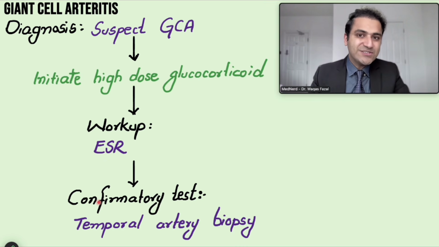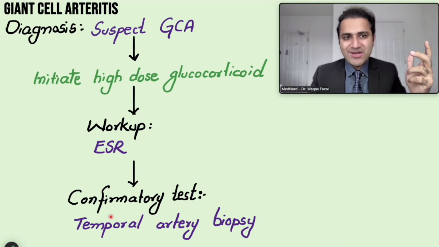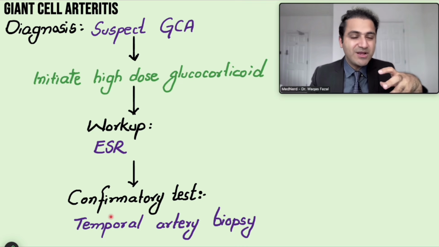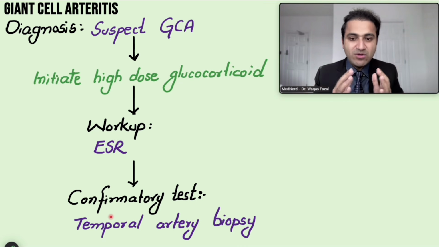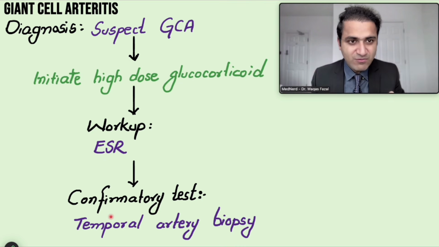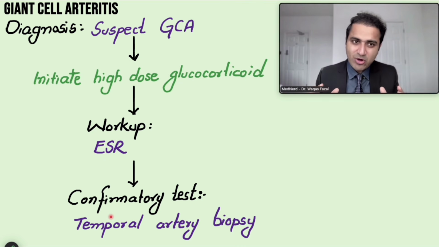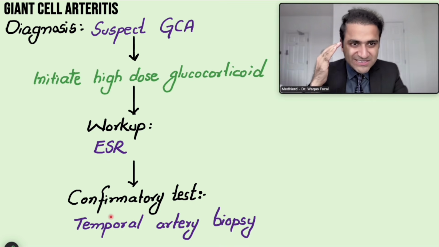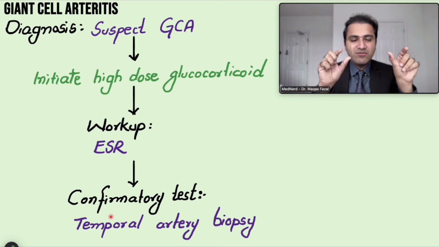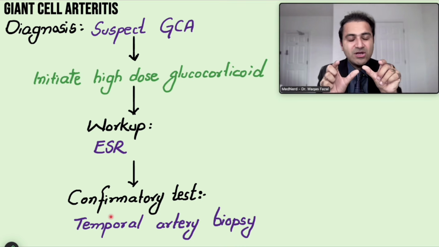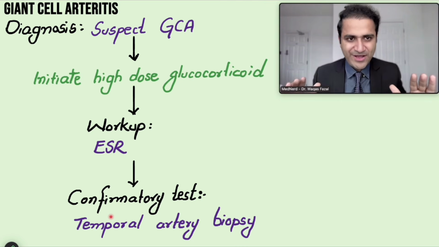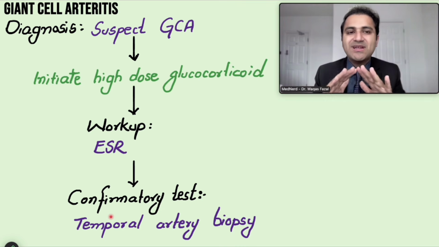The confirmatory test for giant cell arteritis is temporal artery biopsy. You take a sample, a piece of temporal artery, and you look at it under the microscope. You do the histopathology and you find inflammation of the vessel. Temporal artery biopsy is usually taken greater than 1 centimeter, because sometimes there can be a skip lesion where a certain part of the vessel is affected and a certain part is not. Therefore, if a temporal artery biopsy comes out to be negative, it does not rule out the diagnosis. Even if ESR is normal, it does not rule out the diagnosis of giant cell arteritis.